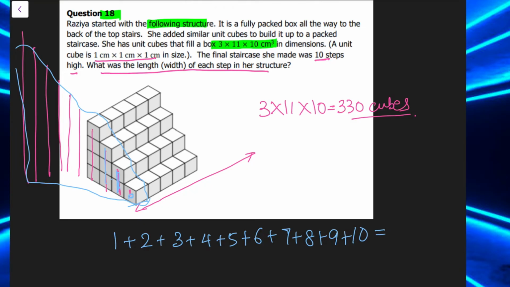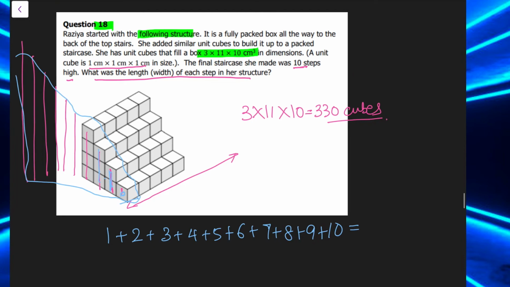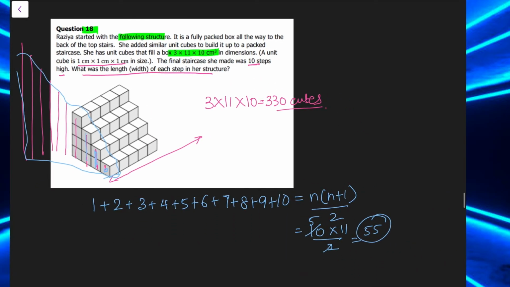Now to add these up, remember this is an AP. We can use the formula. The first n natural numbers, n times n plus 1 divided by 2, which is, there are 10 numbers. So this is the formula. This is 10 times 11 divided by 2, which is 5 times 11, which is 55. So this adds up to 55.